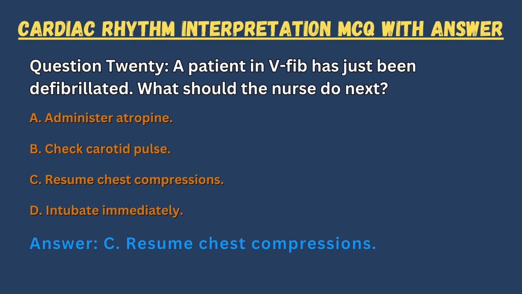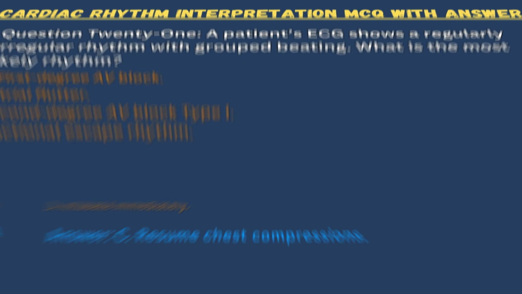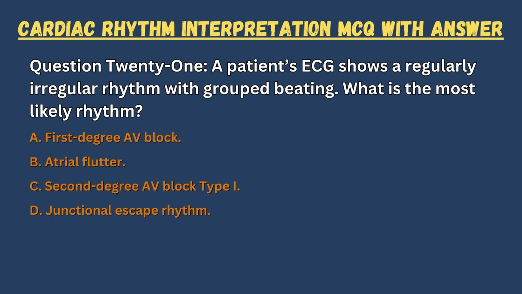Answer: C. Resume chest compressions. Question 21. Patient's ECG shows a regularly irregular rhythm with grouped beating. What is the most likely rhythm? A. First-degree AV block. B. Atrial flutter. C. Second-degree AV block type 1. D. Junctional escape rhythm.